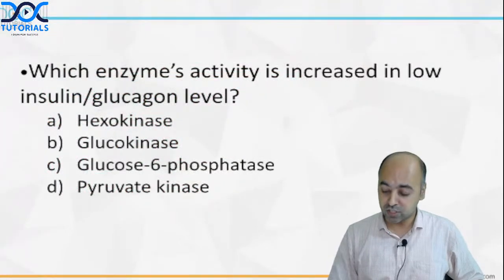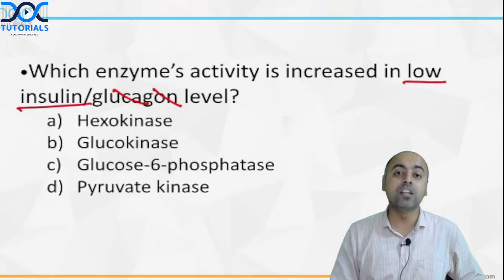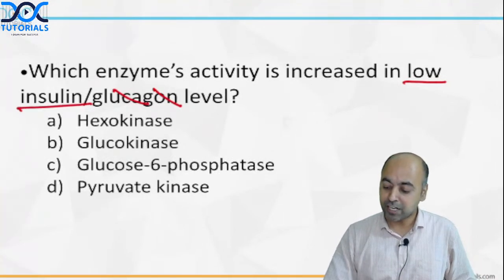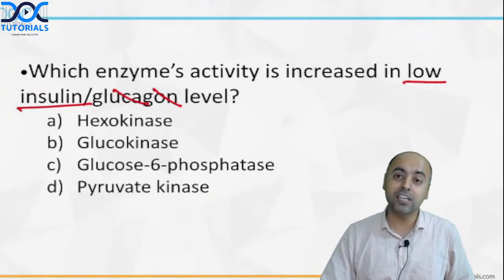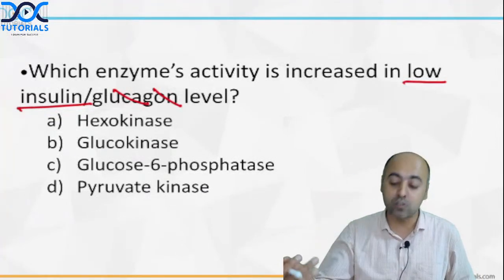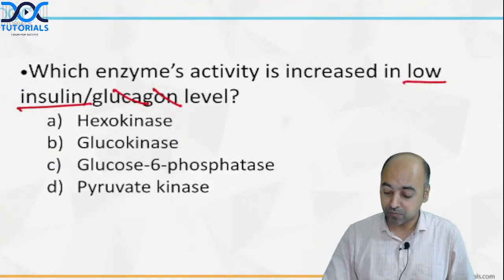Going back to the question, see here, low insulin glucagon level. In other words, we are dealing with the low insulin level. Which enzyme activity is increased in low insulin level? In other words, which enzyme activity is decreased by insulin? So you have to identify which enzyme is inhibited by insulin.